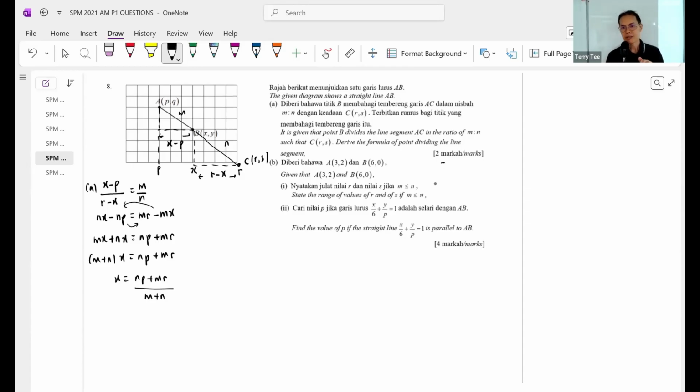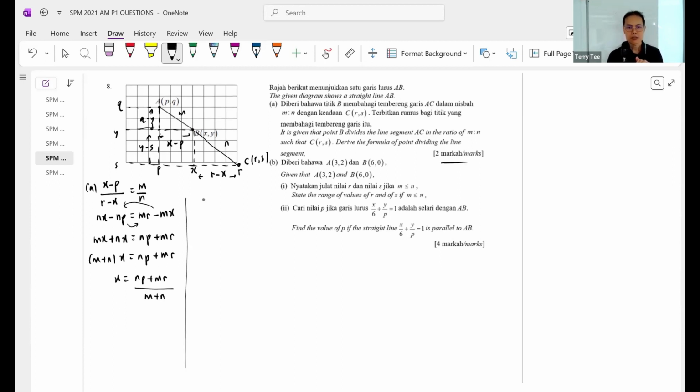They could give you 2 marks only. You have to do both x and y. So y is the same thing. Look at this. This is your q. This is your y. The difference will be q minus y. This one I just label here. This is your s. The difference will be y minus s.